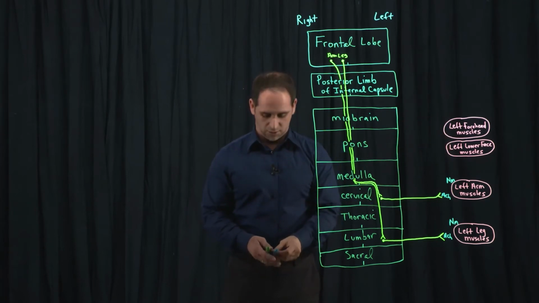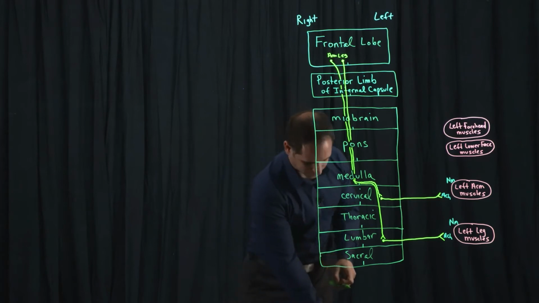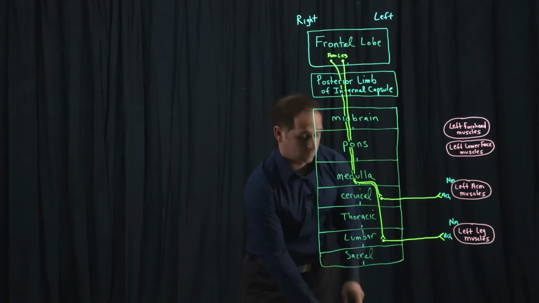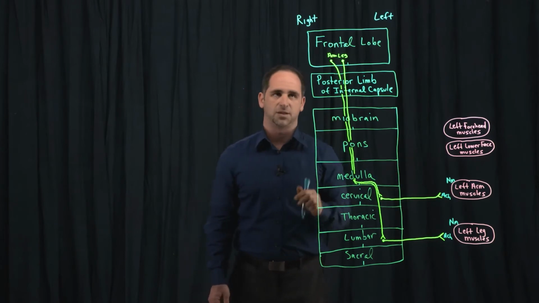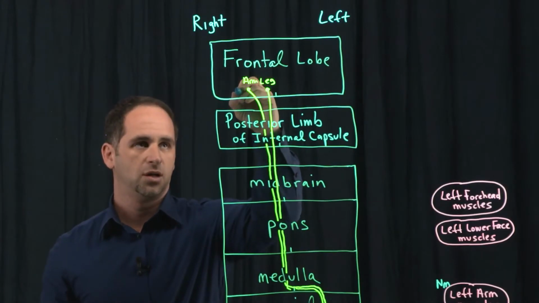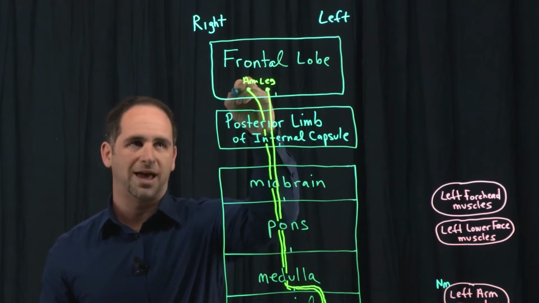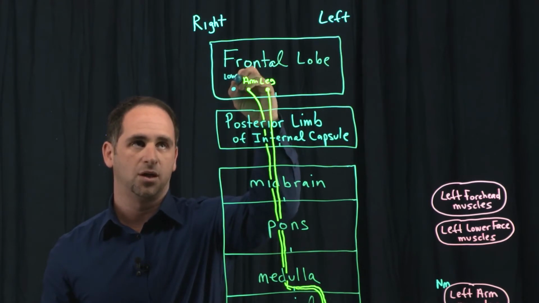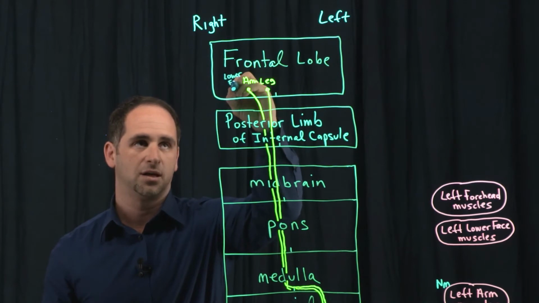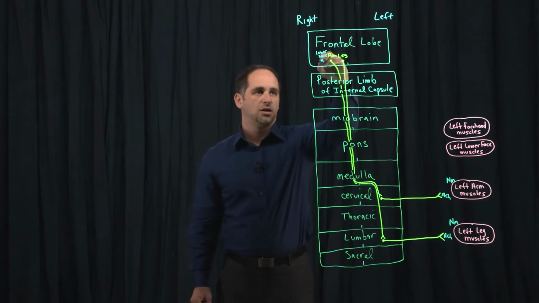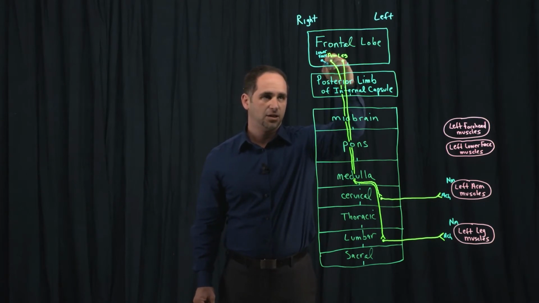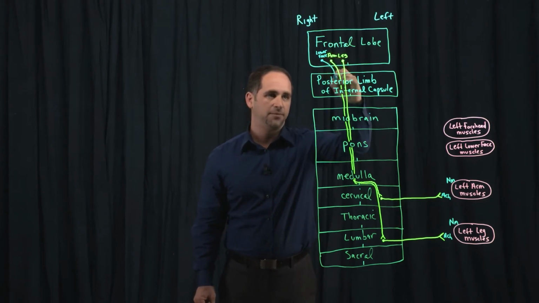So what we can do in this case is we'll start with the lower face muscles. So we're going to move even more laterally in the map. So we'll call this the lower face, something like that. And it's going to descend just like we had before.